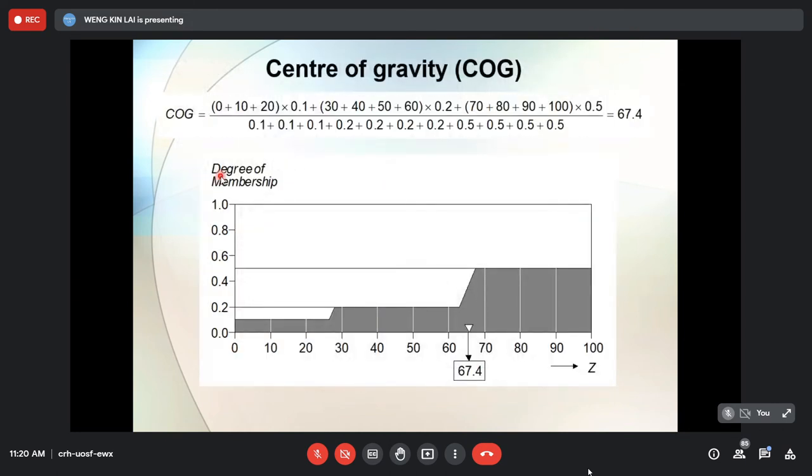So in this case, back to our example of three rules with X and Y, and the output is Z. You have this area now, which was calculated before, and then you sample it over regular intervals of 10 in this example. Let's look at the first one. What is the membership for zero? It will be 0.1. Remember that we said before?